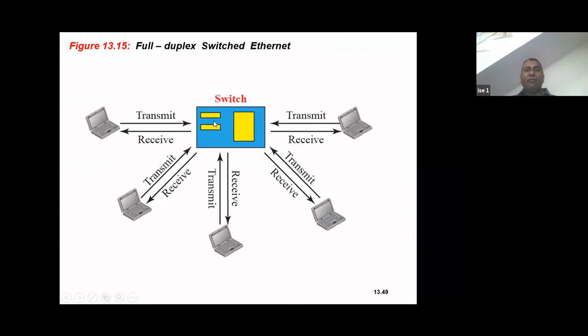In this full duplex, there is a switch only, and this is domain 1, domain 2, domain 3, domain 4, domain 5. Here the bandwidth allocated to this system is 10 Mbps and 10 Mbps. That means it can send the data at 10 Mbps and receive the data at 10 Mbps. Total capacity is 20 Mbps. Here also it is 20 Mbps each. So this is the biggest advantage of full duplex switched Ethernet.